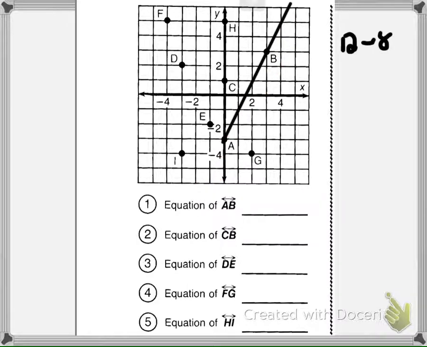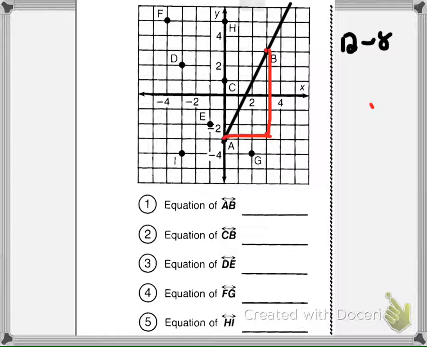So, slope triangle. I'm going to change colors, and I'm going to make it a little smaller. Okay, so slope triangle, we'll choose 2 points that are on the line, B and A. So B, there's the rise, there's the run.